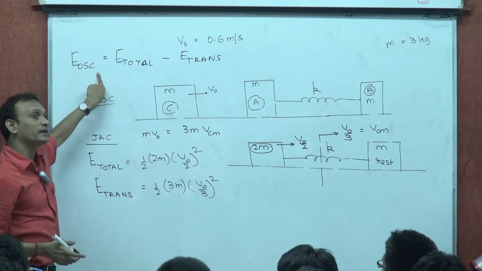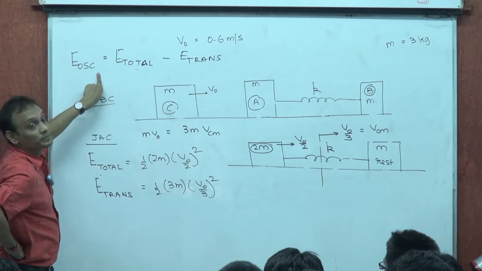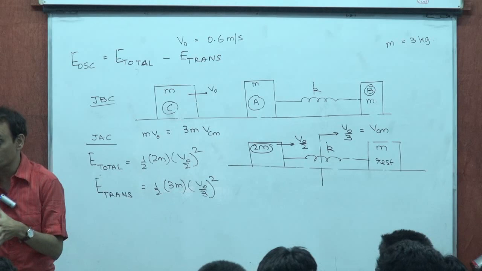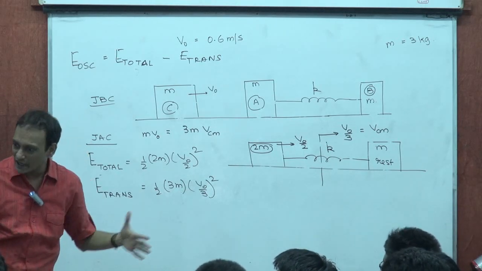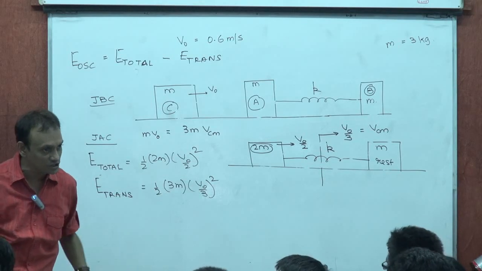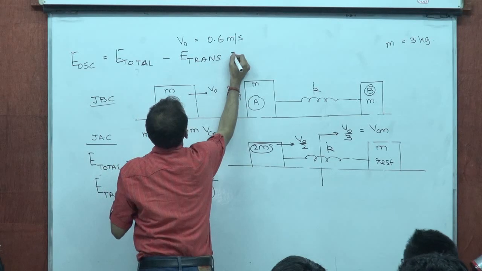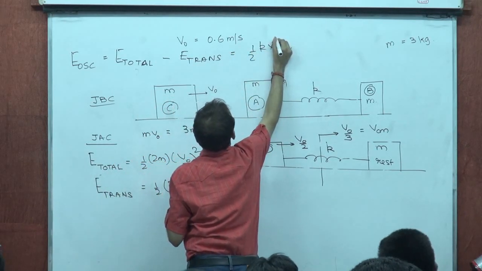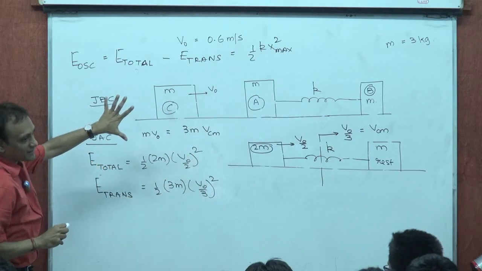This oscillation energy, in a state when the spring is completely compressed or completely elongated, when the two masses are brought to rest, will reflect as elastic potential energy in the spring. In a state of maximum compression or maximum elongation, it will reflect as elastic potential energy of the spring. So this must be half K x max squared. So that's one way to calculate x max.